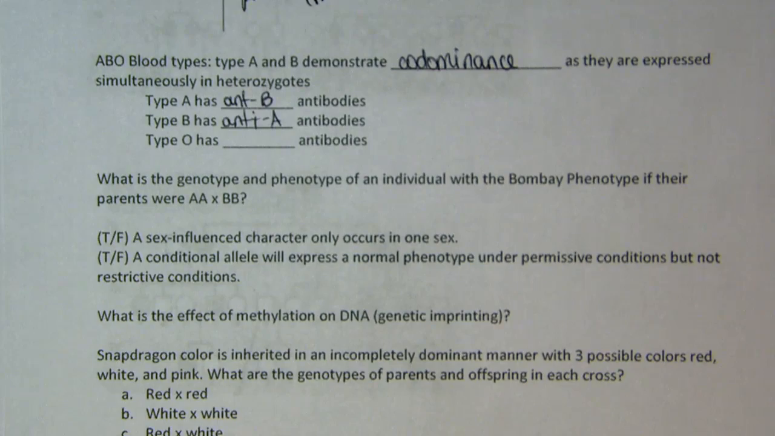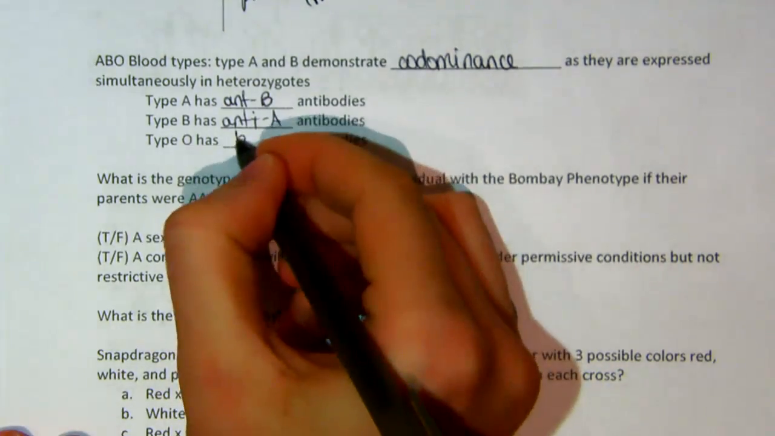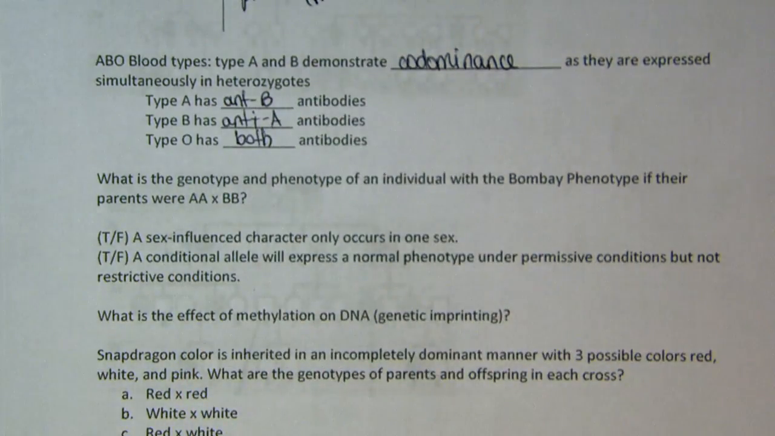And what about type O? Good, they have both. You can't give O, A, or B because their body will attack both.